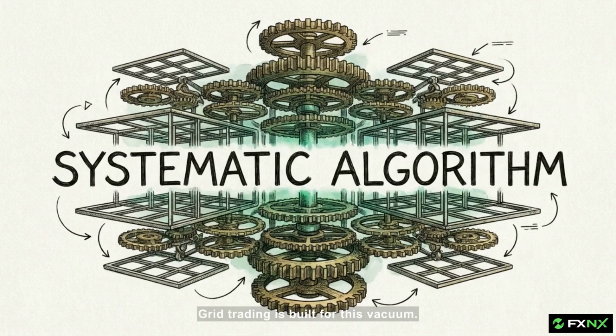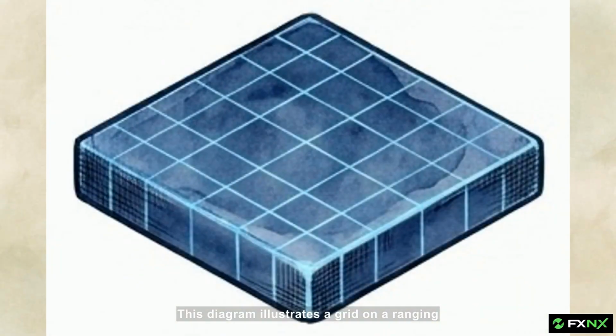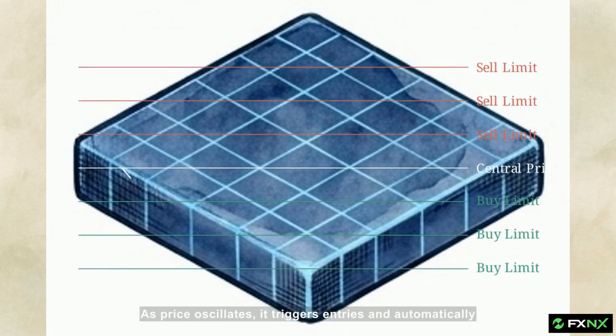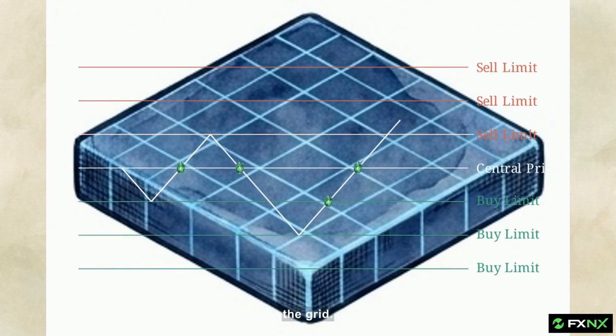Grid trading is built for this vacuum. It ignores market direction and strictly harvests volatility itself. This diagram illustrates a grid on a ranging market. Establish a central price, deploy buy limits below it, and sell limits above. As price oscillates, it triggers entries and automatically secures micro profits on each reversal back through the grid.